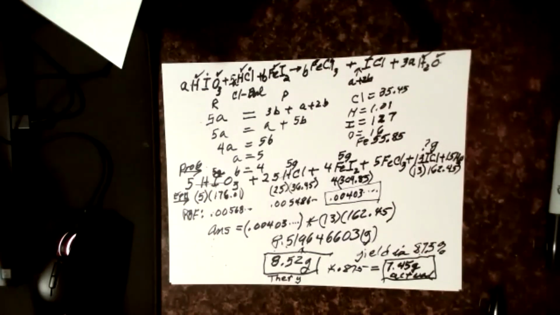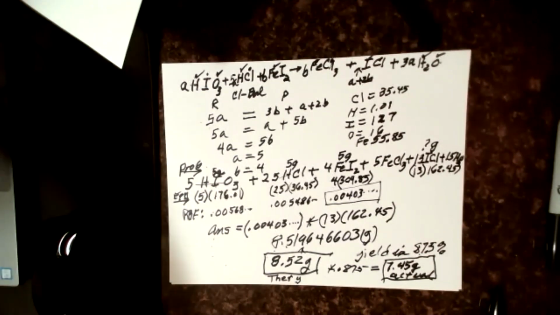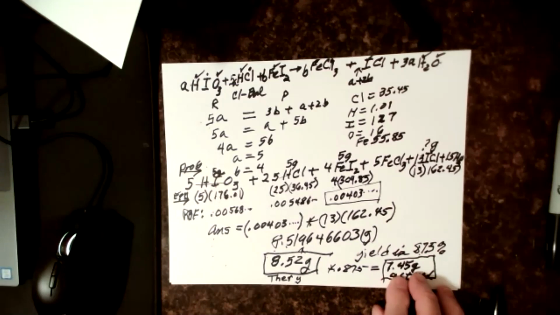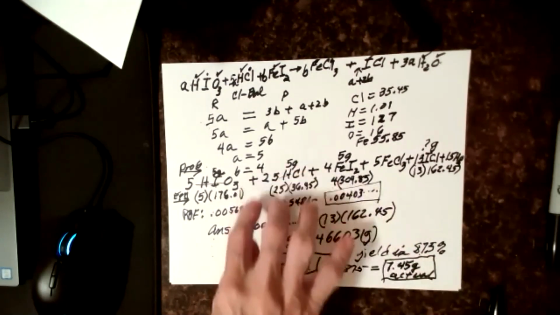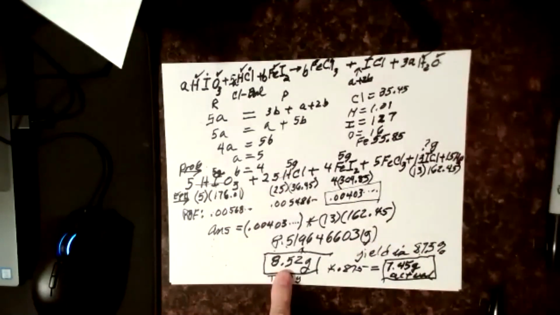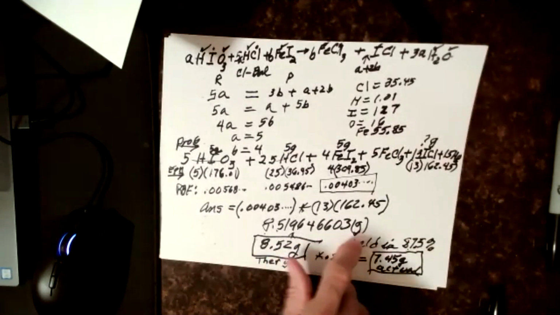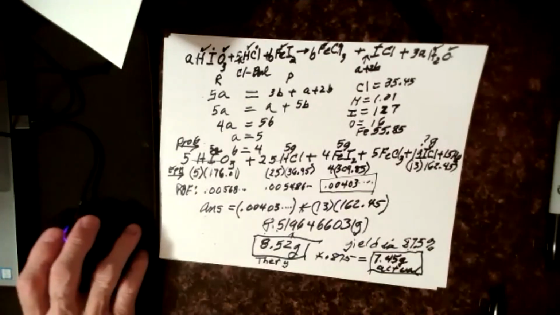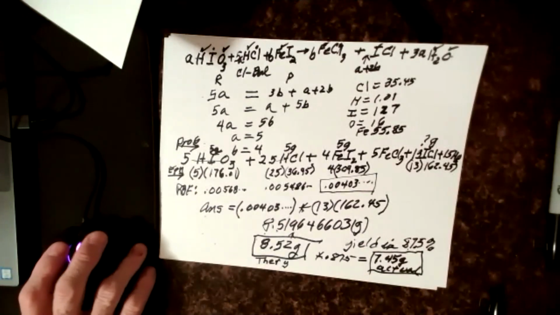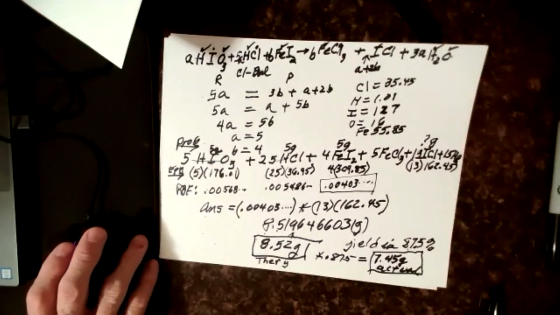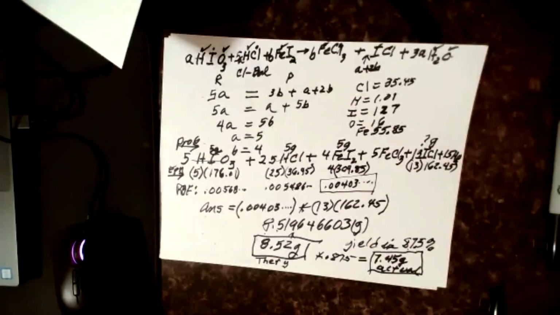So if it tells you that when you got through, you got 7.45 grams of iodine monochloride, what was the percent yield? Well, you would work it through the same way we did. You would get this 8.52 is theory. So if you take the actual 7.45 and divide by 8.52, multiply by 100, that gives you the percentage. So that's how you would do it. You would take this into account last. And that's exactly what I would do.